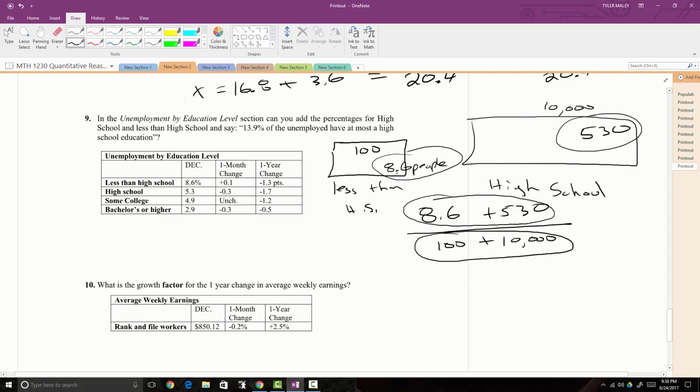So since these have different bases, where the bases are 100 and 10,000, we can't simply add these up. So this does not make sense. We can't do that. So this is no, and we can just say different bases.